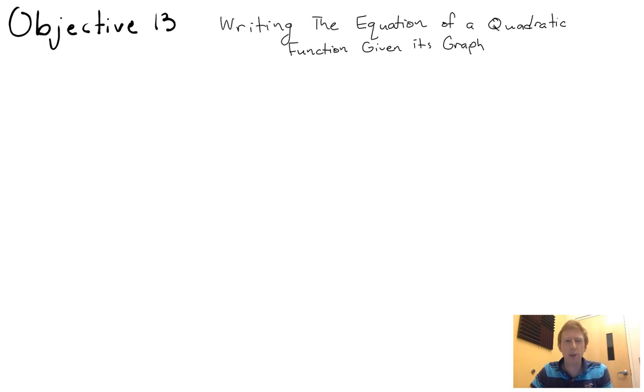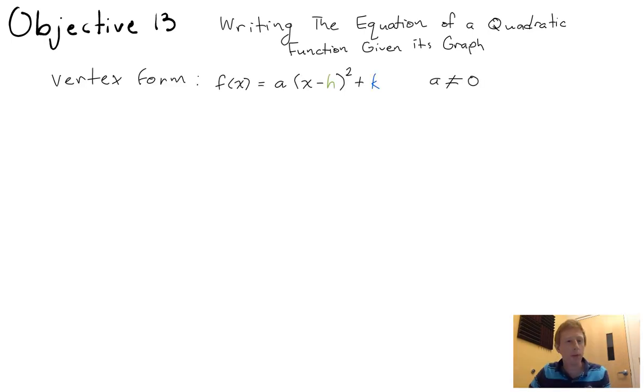For this kind of problem, remember, the vertex form of a quadratic function is f of x equals a times the quantity of x minus h squared plus k, where a is not equal to 0. The vertex is represented by h, k. You substitute the coordinates of the vertex into the function, and using the other given point, you can solve for the coefficient a. Let's try an example.